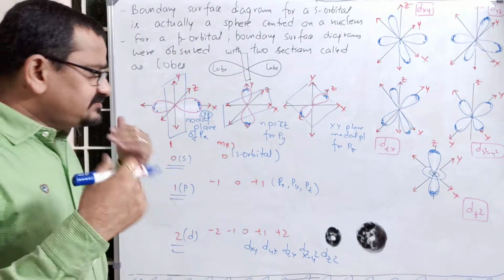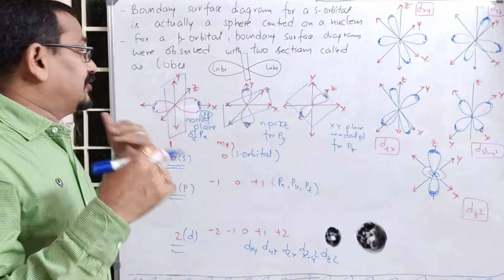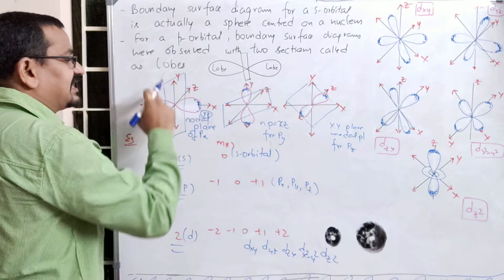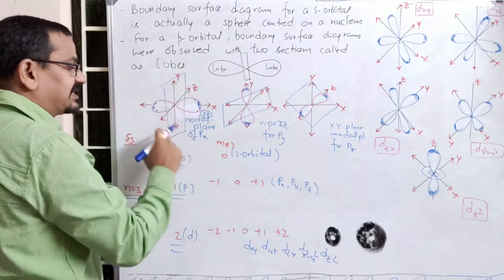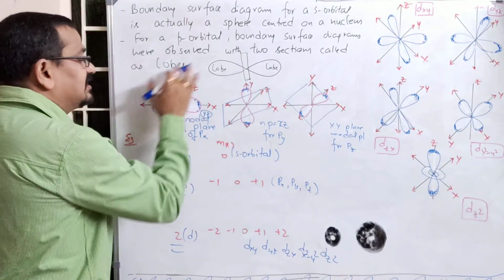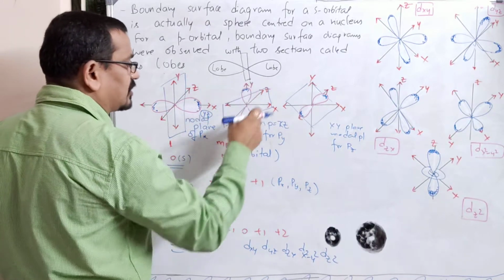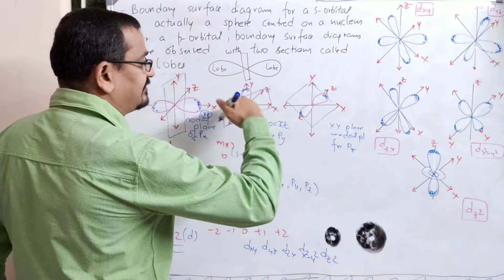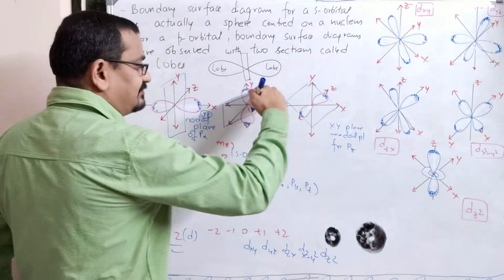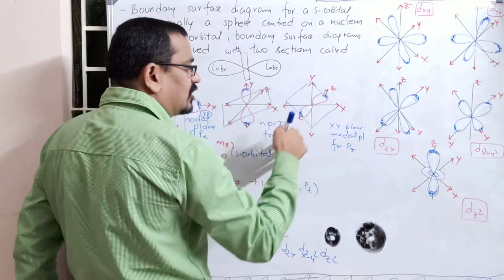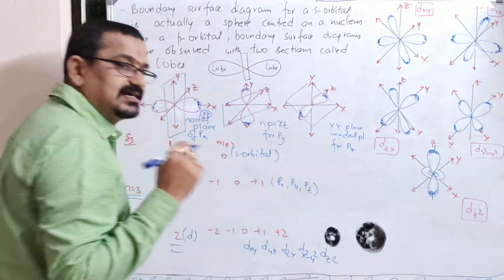And when it comes to the nodal plane, for a px orbital, the yz plane acts as a nodal plane, because in this particular plane, which passes through the nucleus, no px electron density can be noticed. Similarly, for a py orbital, this perpendicular plane which passes through the nucleus, the zx plane, is the nodal plane. For a pz orbital, the xy plane acts as a nodal plane.